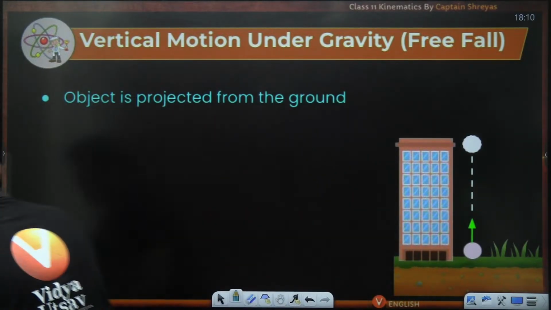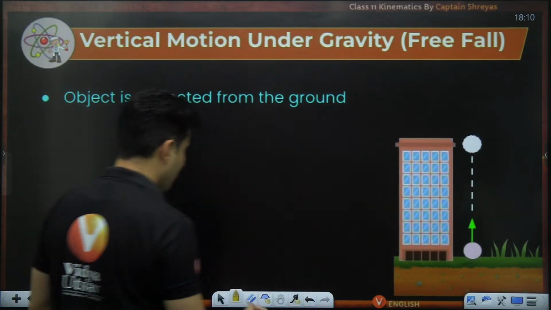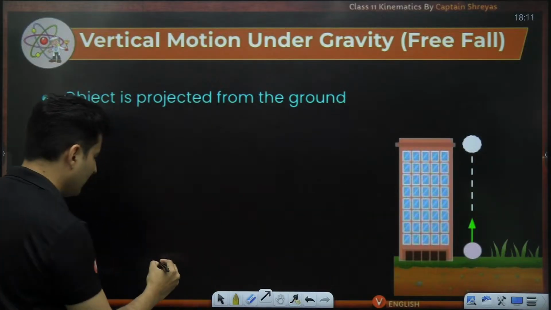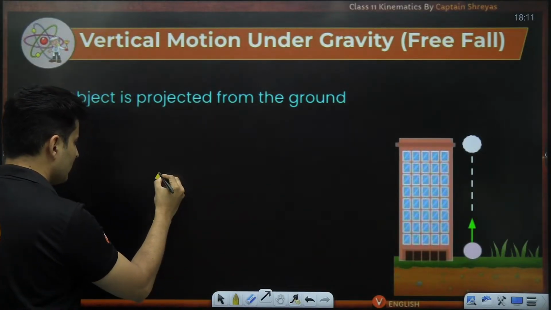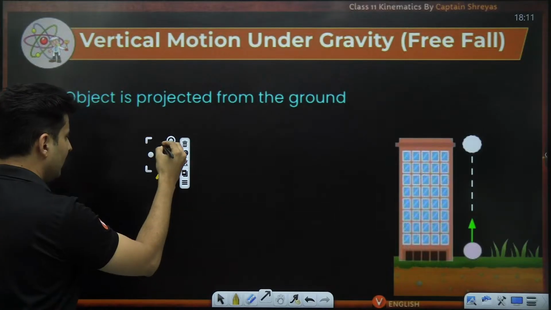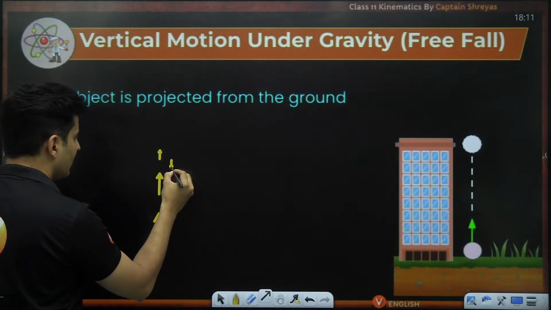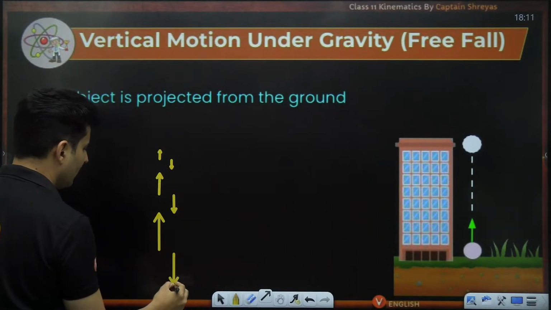So in this kind of scenario, you will notice one peculiar thing: the speed where you throw it gradually reduces until it becomes zero, and then again it starts coming down with the same speed like this.